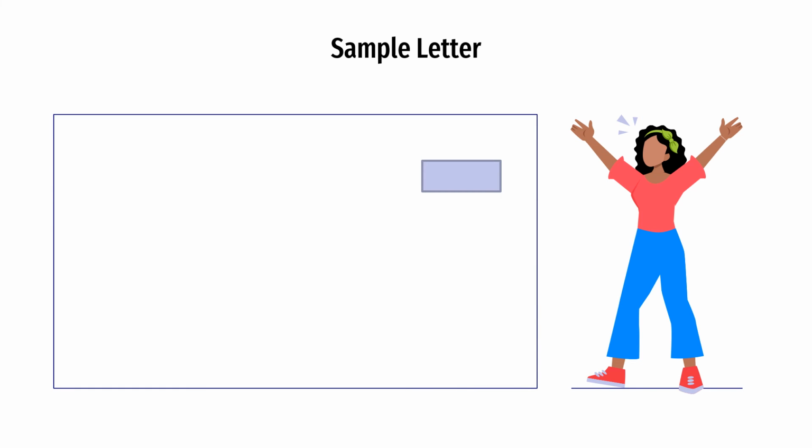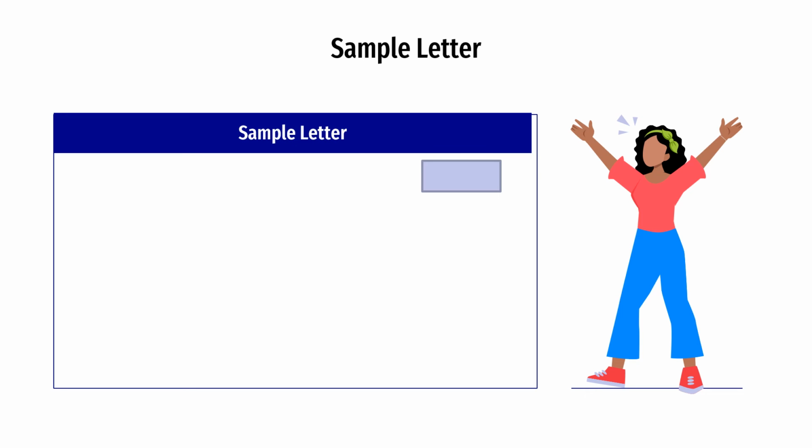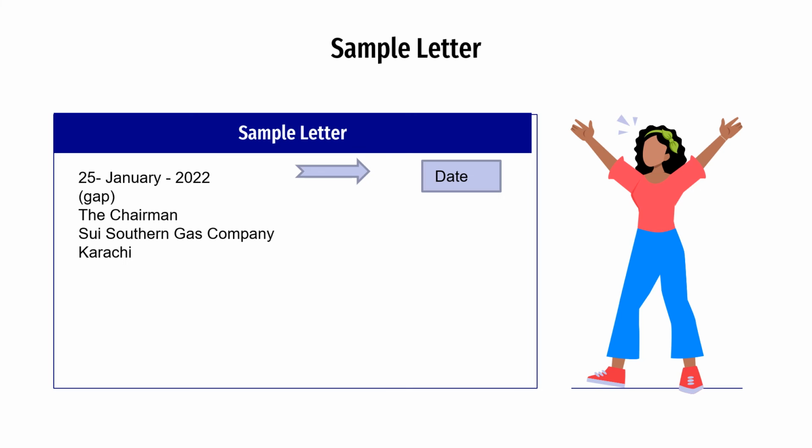So first of all, we are going to discuss the format of that letter. So we are going to begin with the date, 25th January 2022. So that is the date. You can see the date is left aligned. Then there is a gap in between that. After the gap, we are going to have the address and the designation of that chairman.